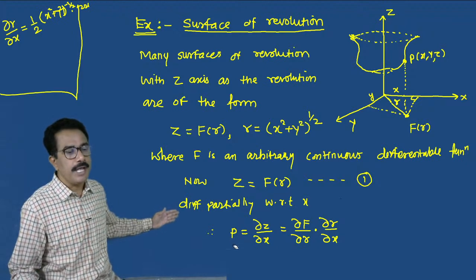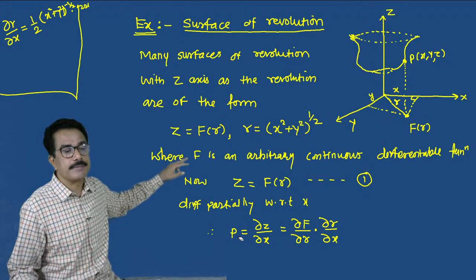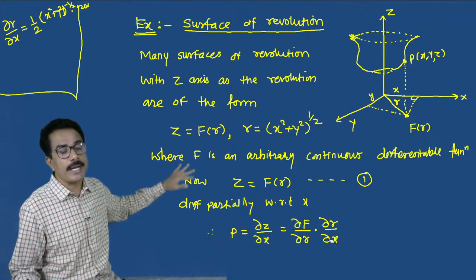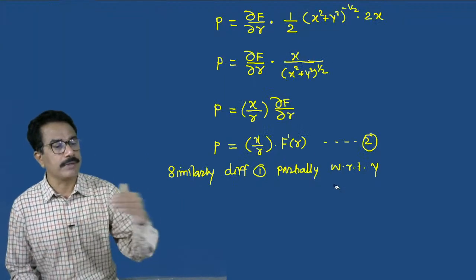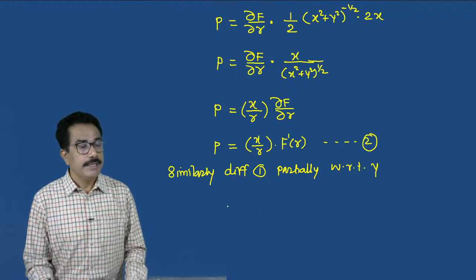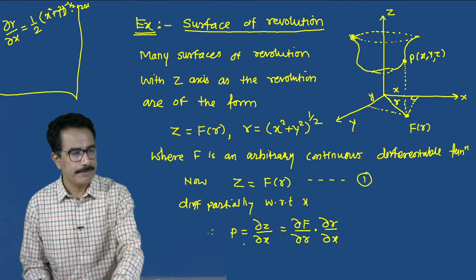p means actually dou z by dou x, which is denoted by p. dou z by dou x means dou z by dou f by dou r into dou r bar by dou x. So we have to calculate in this way. Now again f dash of r.